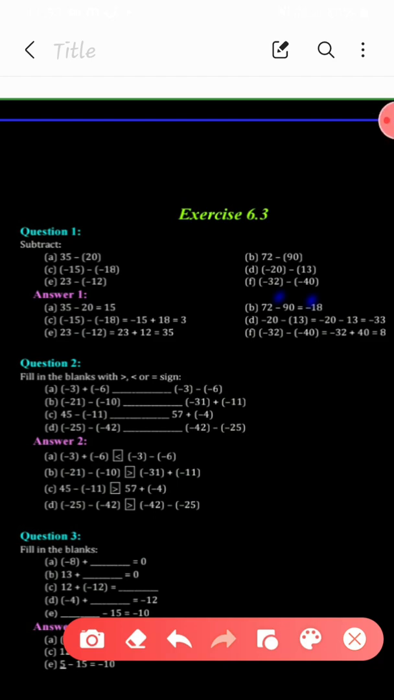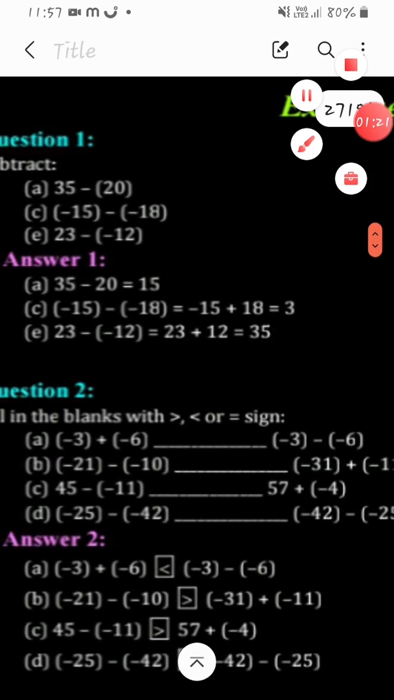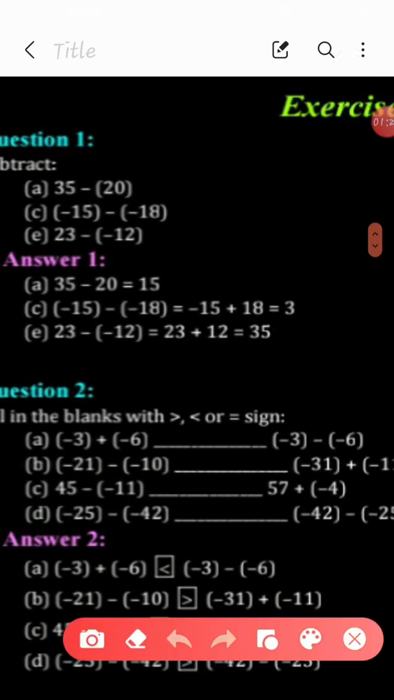Then 1c, minus 15 minus in bracket minus 18. Here we need to correct this. Minus 15, then minus minus is there, so this minus and this minus become plus. Now this minus and this plus become minus, so we have to subtract. So 18 minus 15 gives 3. Since 18 is the bigger digit, with a positive sign before it, the answer is only 3.